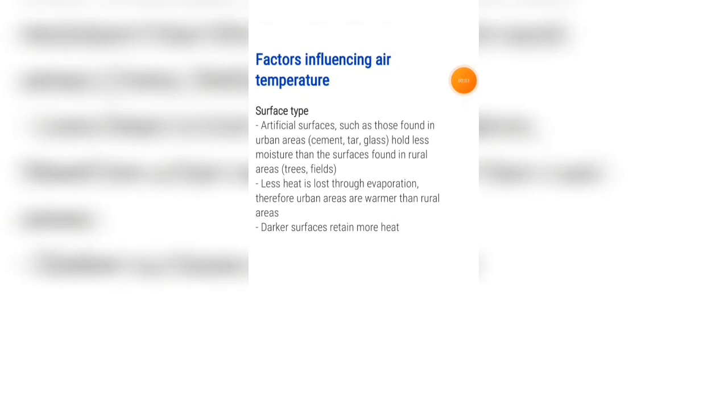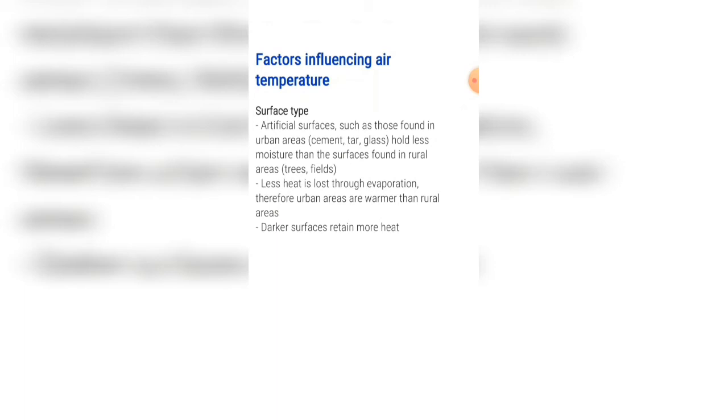The second factor is surface types. Artificial surfaces, such as those found in urban areas, such as cement, tar, and glass, hold less moisture than the surfaces found in rural areas, such as trees and fields. Therefore, less heat is lost through evaporation, and urban areas are warmer than rural areas.